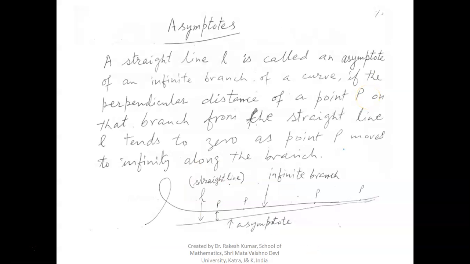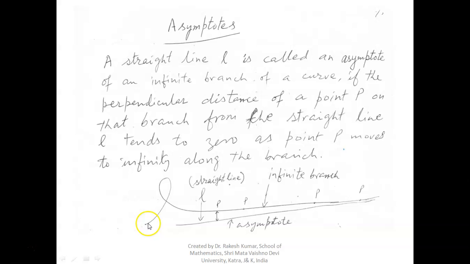What are asymptotes? A straight line is called an asymptote of an infinite branch of a curve if the perpendicular distance of a point P on that branch from the straight line L tends to 0 as point P moves to infinity along the branch.